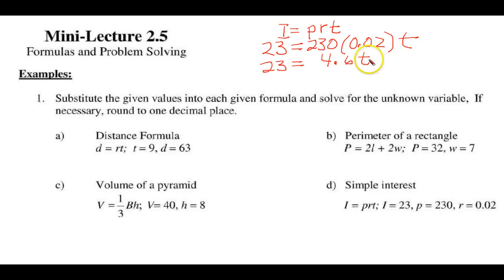Now, how do we find t? Well, we divide both sides by 4.6. And we get t equals 5. So once again, in something like this, you're just going to take your formula, carefully substitute, and find for the unknown letter.